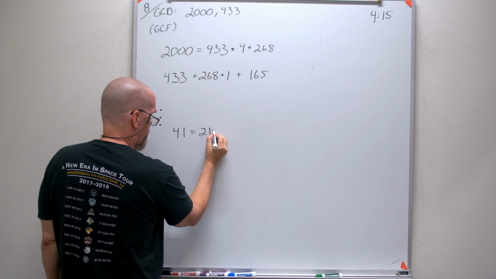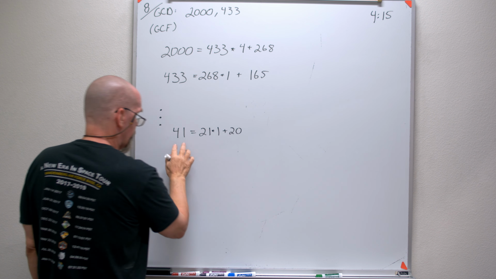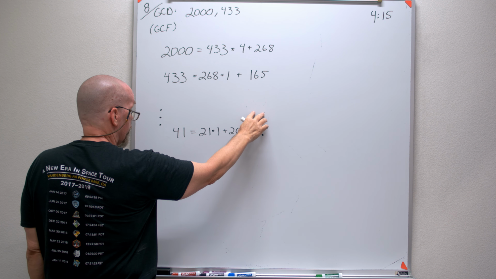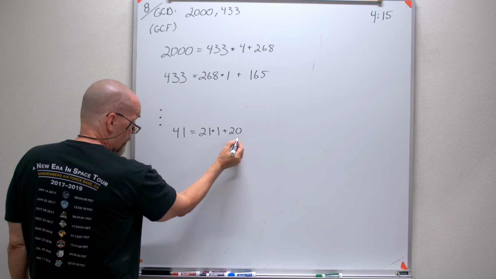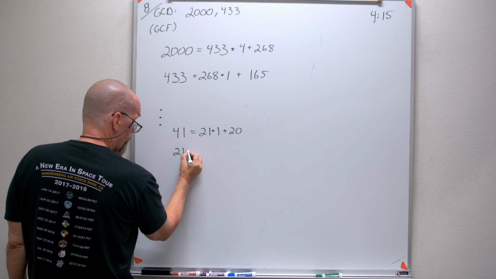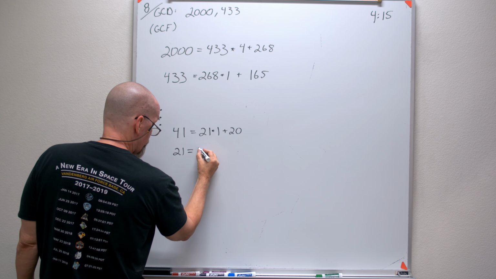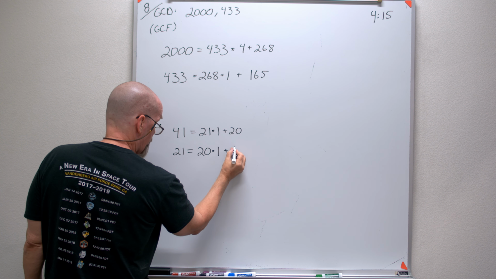Eventually, if I did all the steps, I'd end up with a 41 and a 21. The remainder would have been 21 from the previous one. The divisor would have been 41. I'd repeat the process with the 21 and the 20. We're going to do this until we get a remainder of 0.